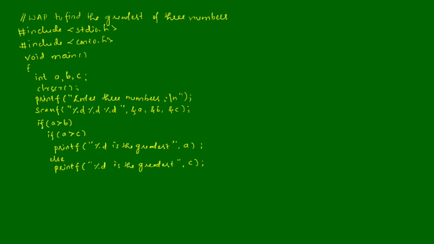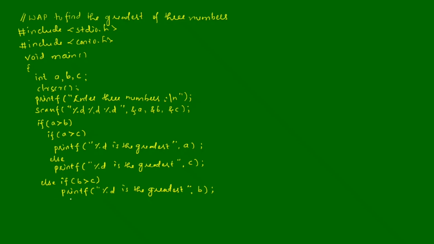So what is going to happen if the first condition itself is returning a false value? Then we have to check the next condition. Else if B is greater than C, if it is true, then printf %d, B is the greatest. Here I'm going to write is the greatest, end the double quotation mark, and here I have to write the variable B and put a semicolon.